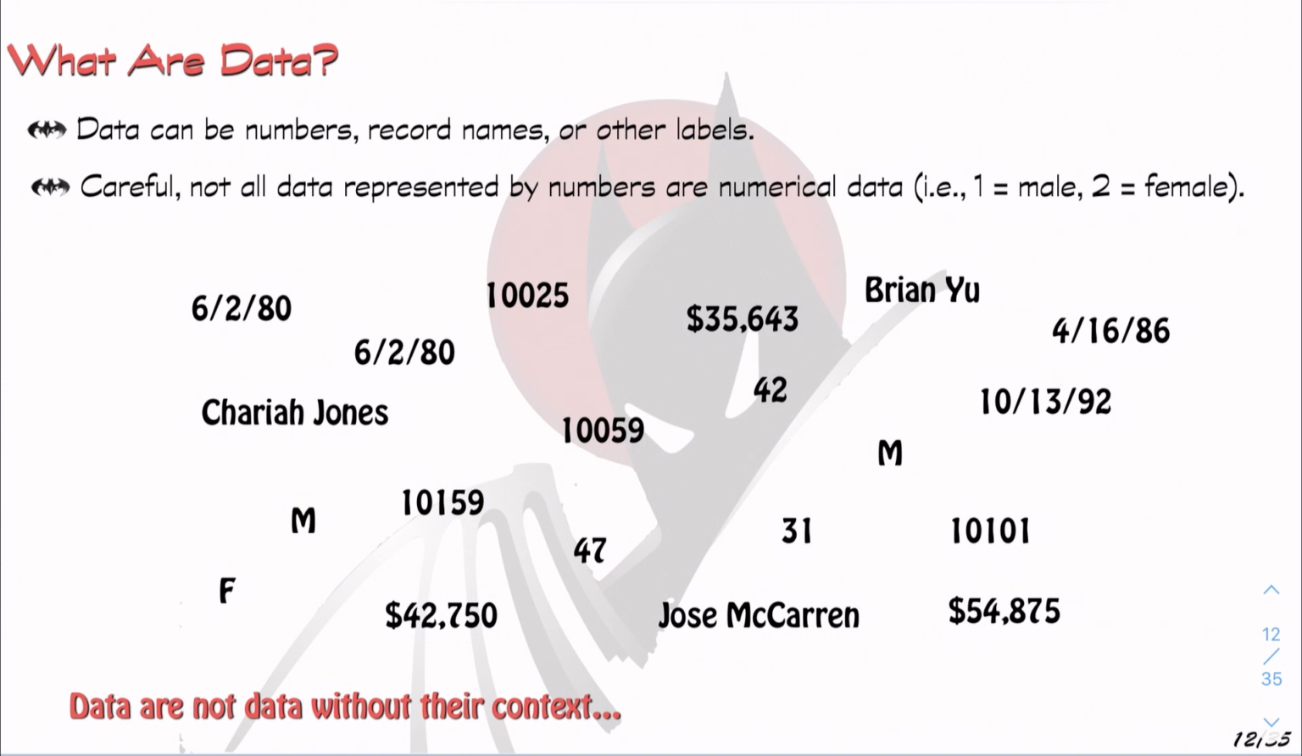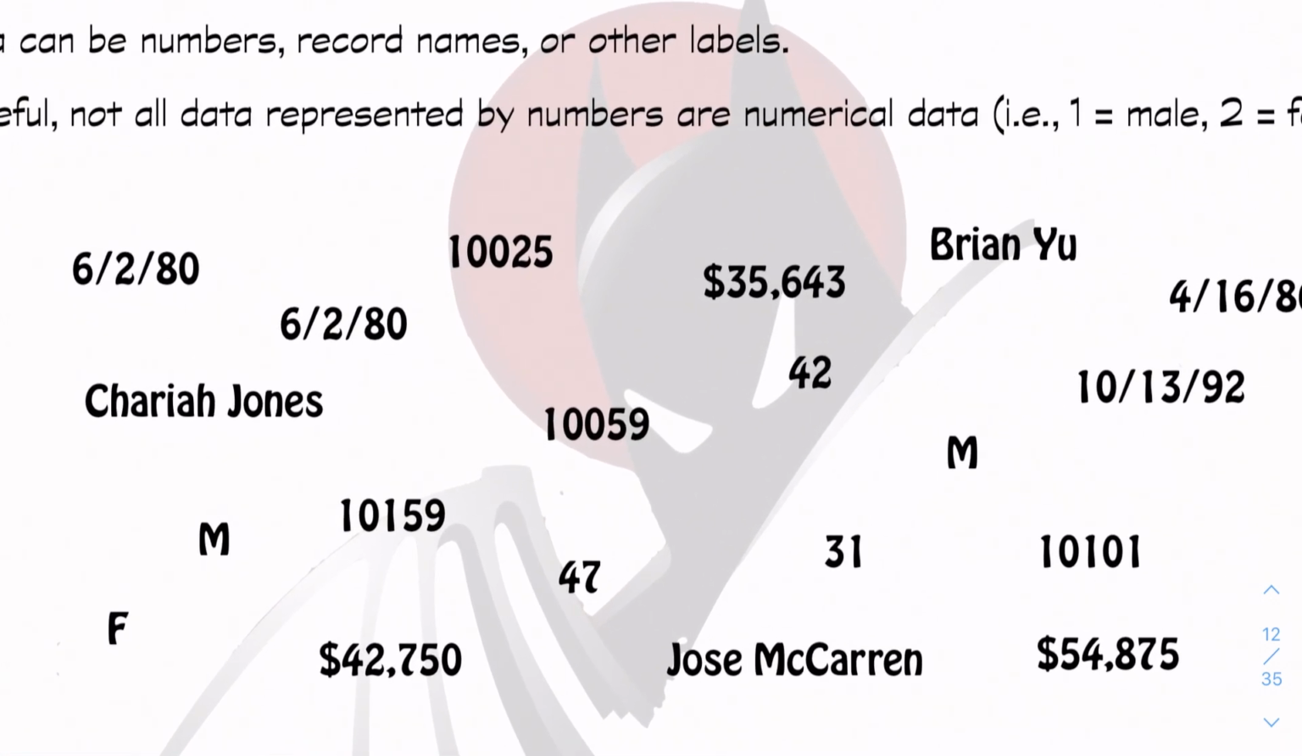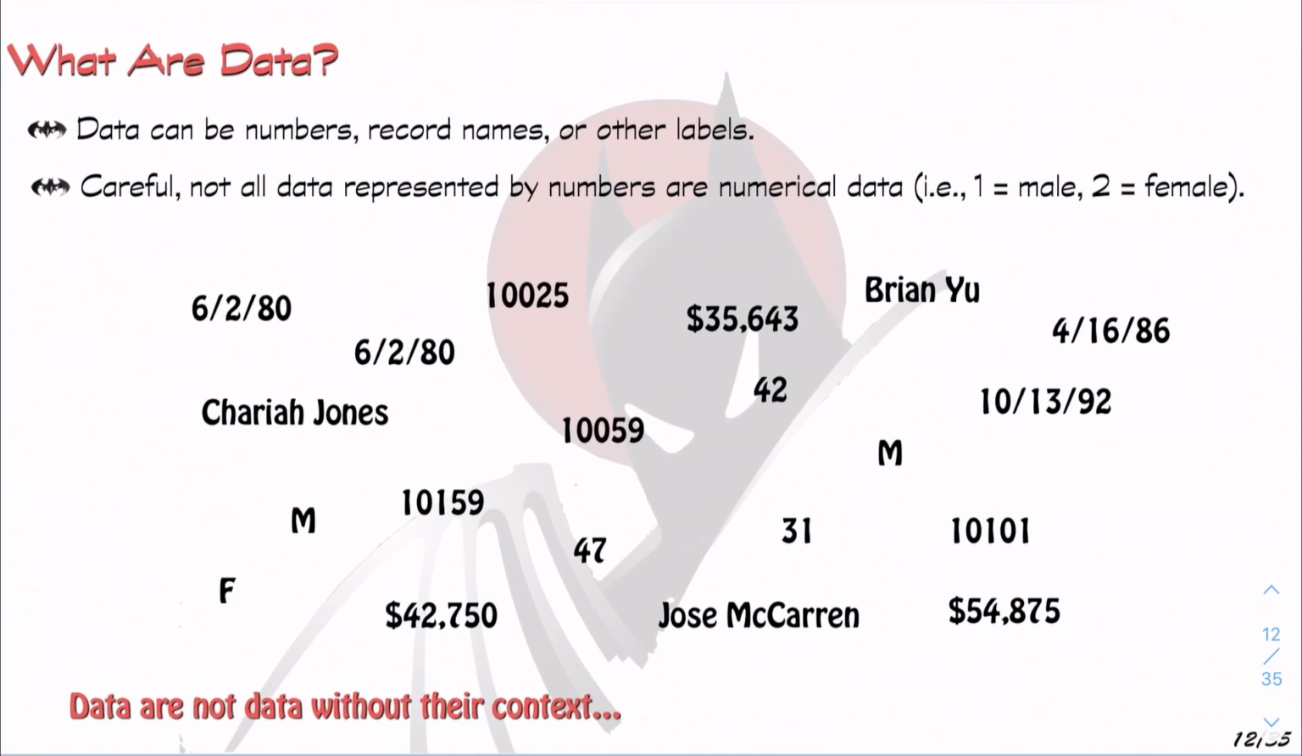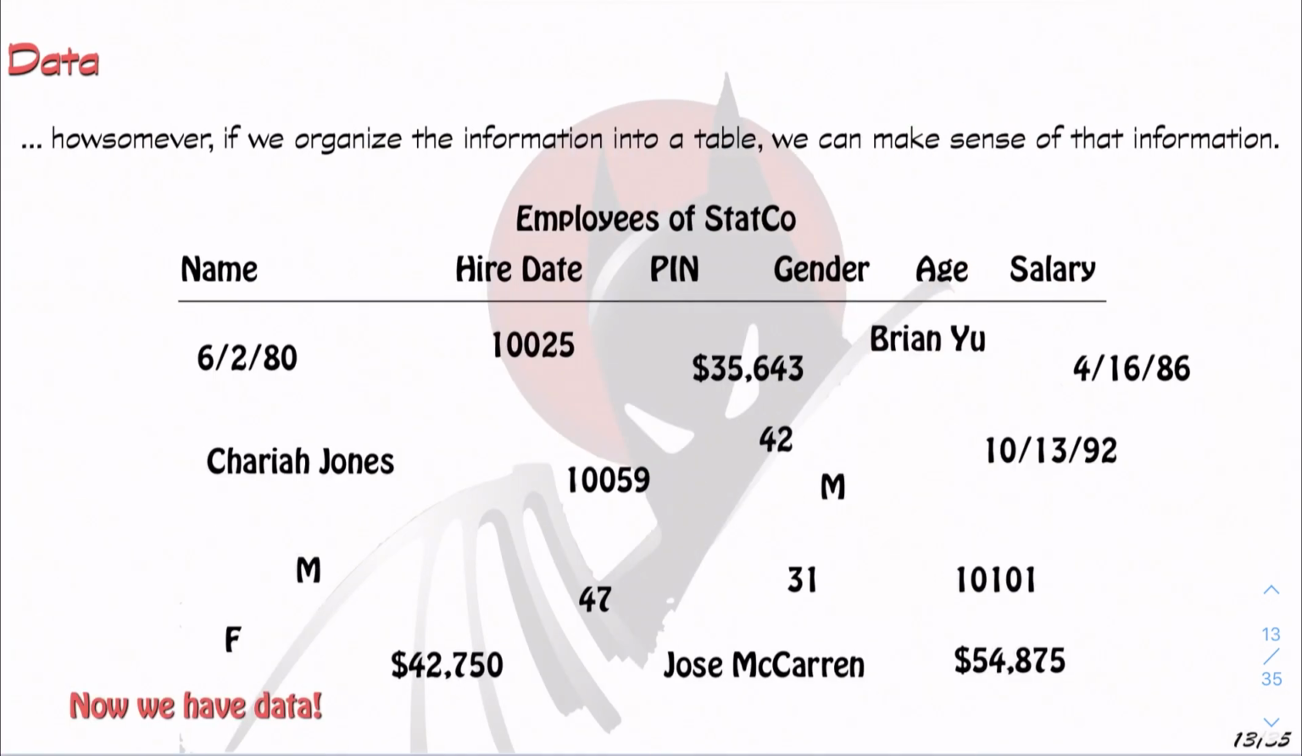Likewise, if I just present you with a bunch of information, like 62880 or Sharia Jones or 10159, and I don't provide you any context, it's not data, it's just values. So this concept is: data are not data without their context. And that's why we consistently ask you to put context to each of your descriptions. Don't just assume that we know what you're dealing with.